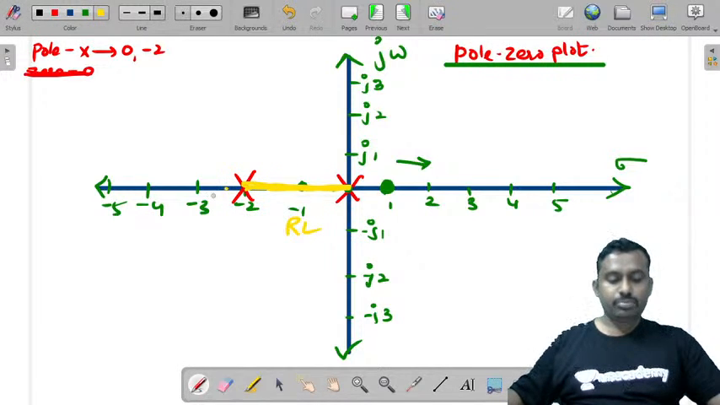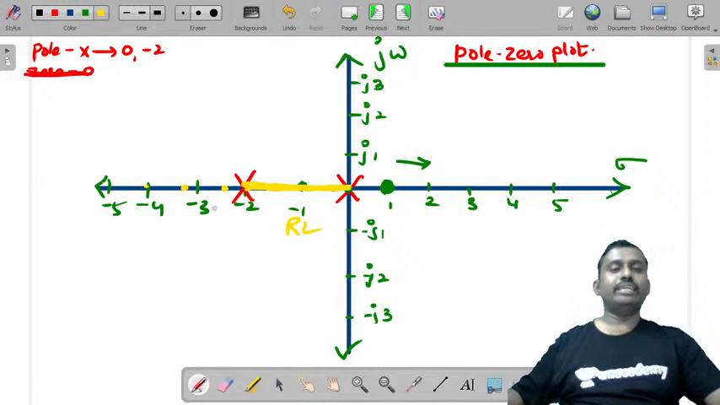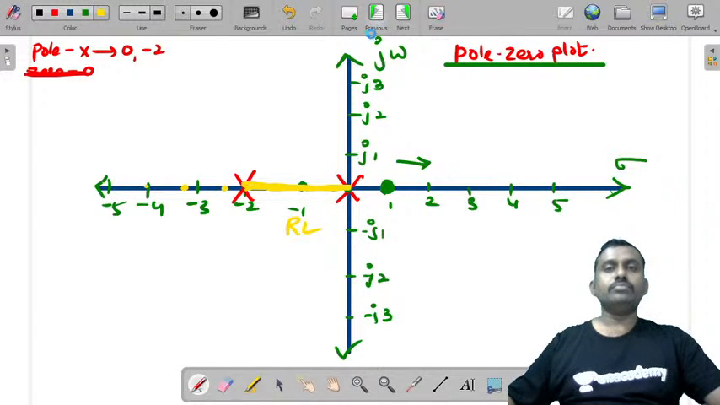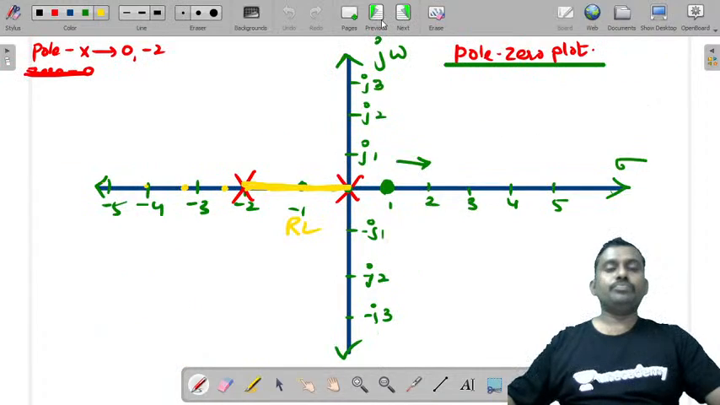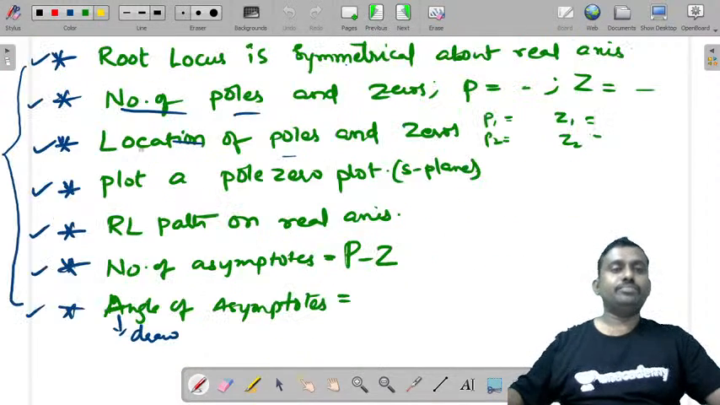After this, if you come to this point, what is the total number of poles and zeros? You need to count total poles and zeros. There are two poles. So two poles is even, so this point is not on the root locus. This is also not, this is also not. And any point that you take till negative infinity is not a part of the root locus. So this is the root locus part. Hope this is clear for you. This is the root locus path on the real axis.